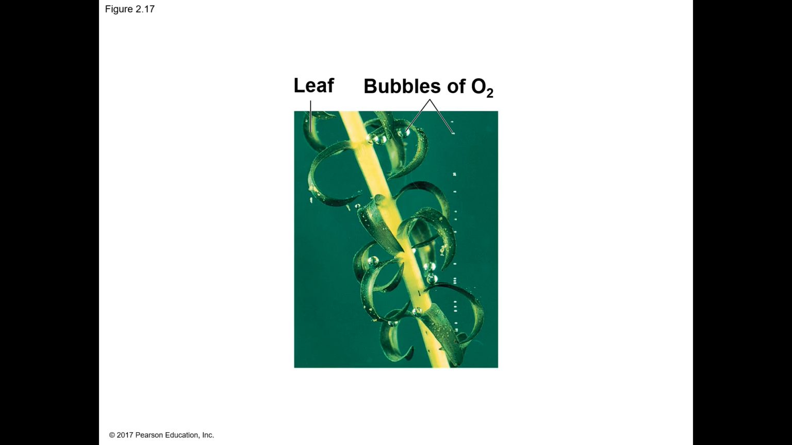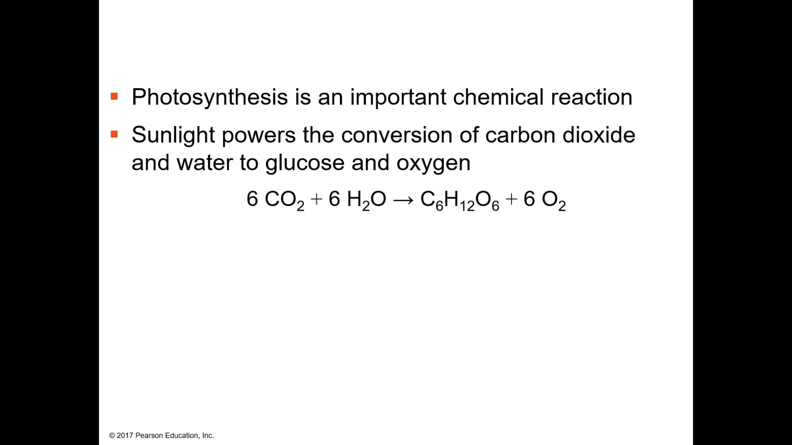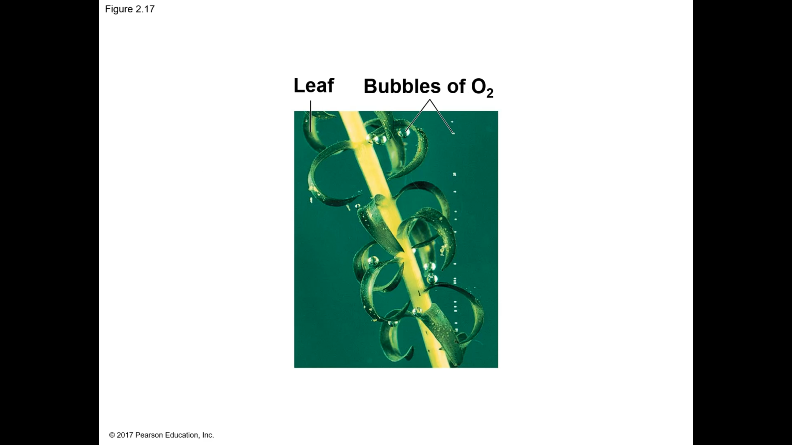Okay, here you can see, remember that reaction, you've got glucose and oxygen produced in the chemical reaction to the right side of the arrow. And here's the Elodea leaf, where you can see the oxygen being produced as a result of that photosynthetic reaction in water.